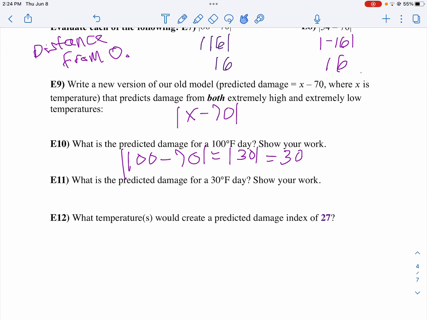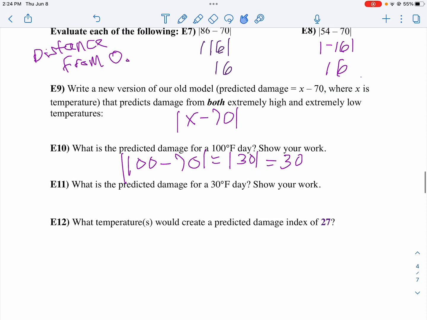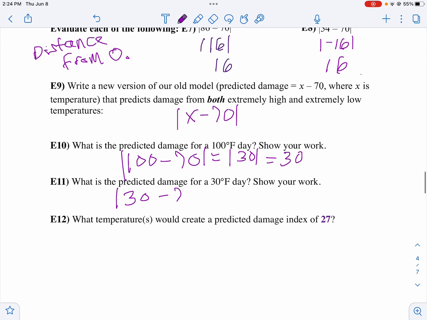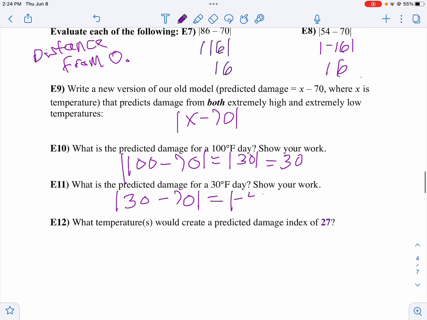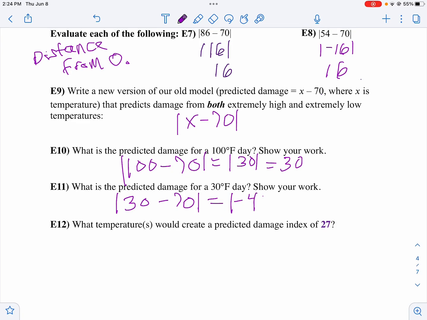Now, what's the predicted damage on a 30-degree day? Well, I'm going to do the absolute value of 30 minus 70. I'm replacing x with 30. And that would be the absolute value of negative 40. And then, how far is negative 40 away from 0? Well, it means that it's 40 away.